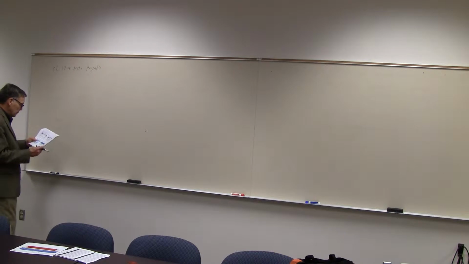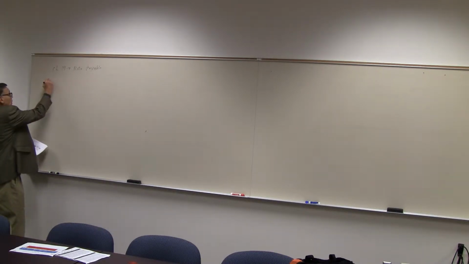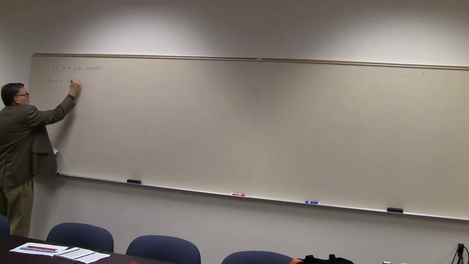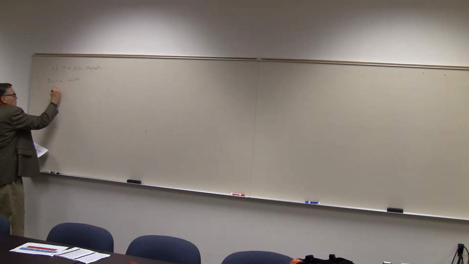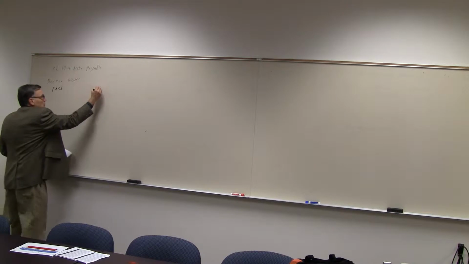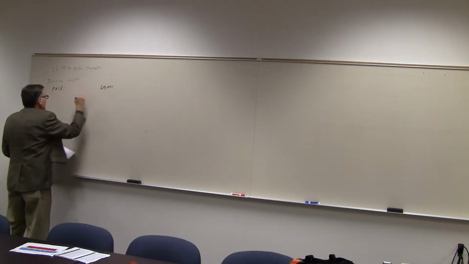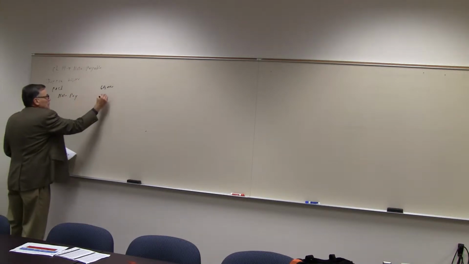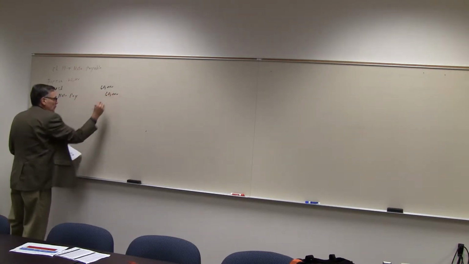Let me give you an example. Suppose you borrow $60,000. When you do that, you'll debit cash for $60,000, and you credit notes payable for $60,000. So this is what it's like when you borrow it.